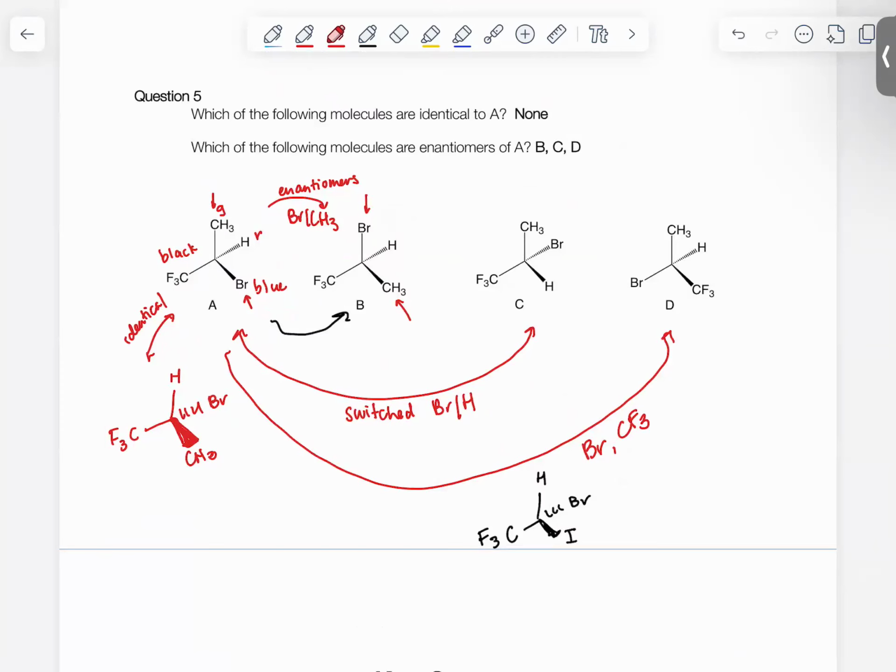Switched which way? So CF3 stays in the plane, bromine is in the plane, and then what do you have facing in or out? Yes. That would be identical.